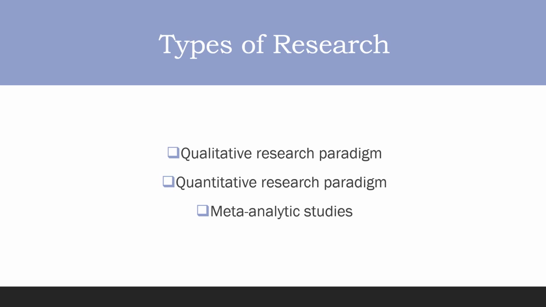And then we have the quantitative research paradigm. The quantitative research paradigm is about evaluation or outcome studies. It is used to test the effectiveness of a particular feature or intervention. And then we have meta-analytic studies. Meta-analytic studies involve statistically summarizing and analyzing the results of a range of studies which have investigated a particular topic.